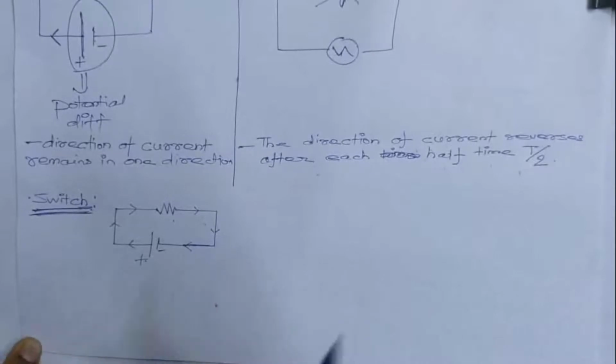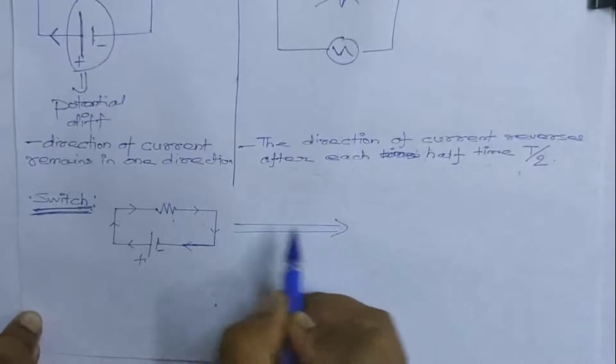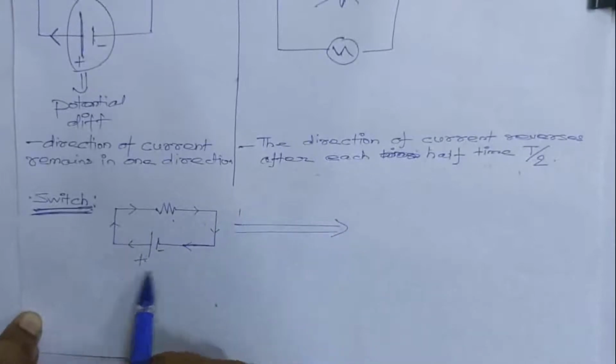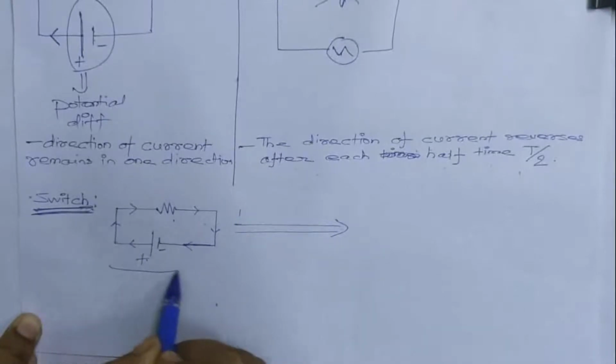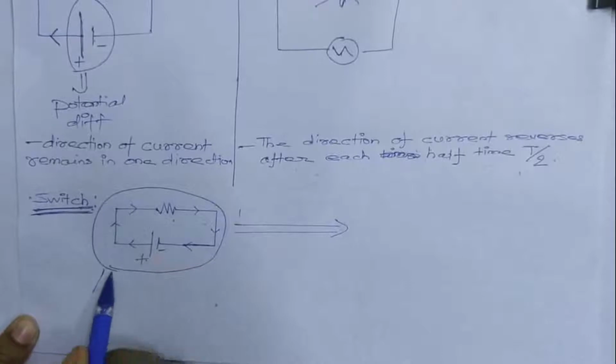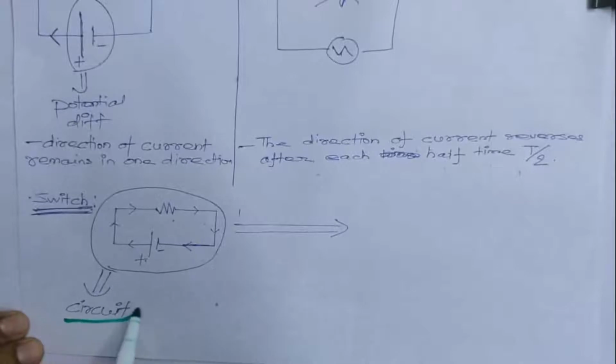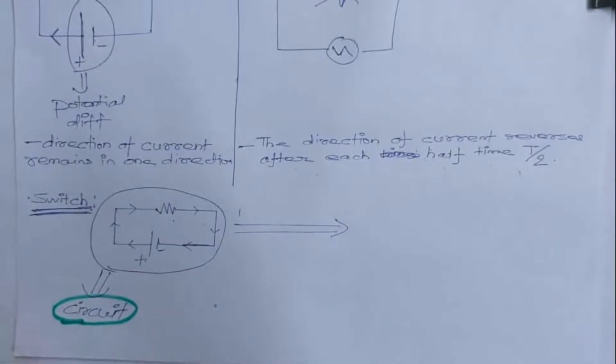So what is a switch? This is a circuit. Before I proceed further, what is this entire thing called? We call it a circuit. This is a keyword actually, so let me highlight it. This represents a circuit.